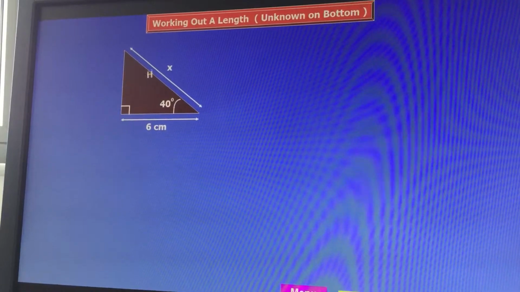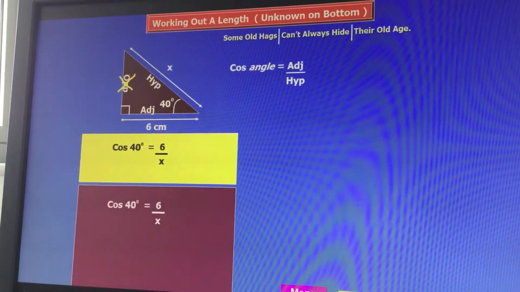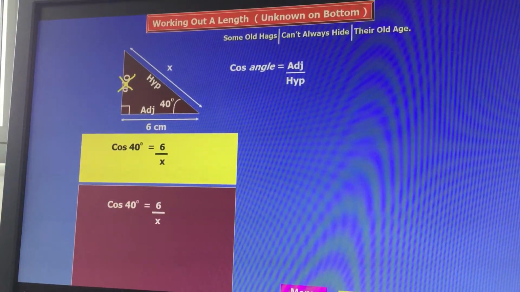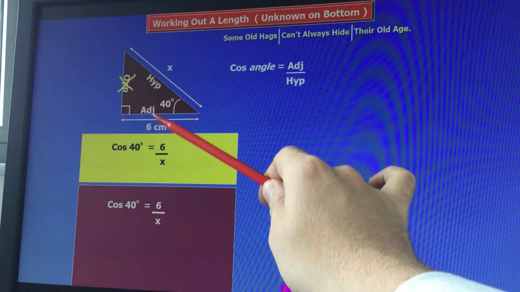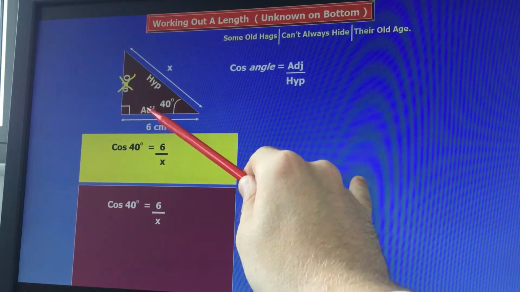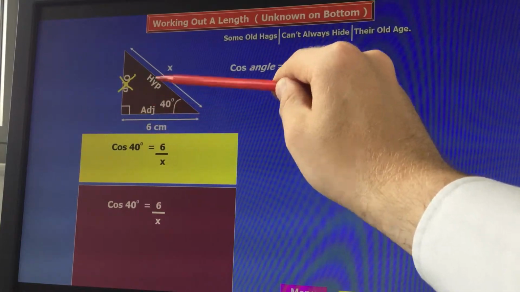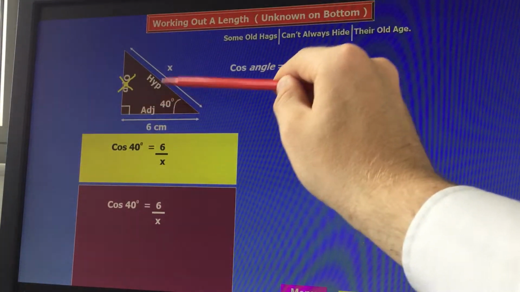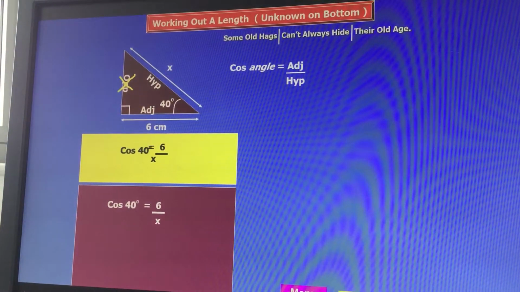Next one, same as before, label it again. This is where the x is on the bottom, and it just depends how you've labeled it. So this is adjacent, so it's cos. So cos equals adjacent over the hypotenuse. So 6 over x is how you start, adjacent over hypotenuse. It just goes in like that. And then this is the rearrangement where they swap.